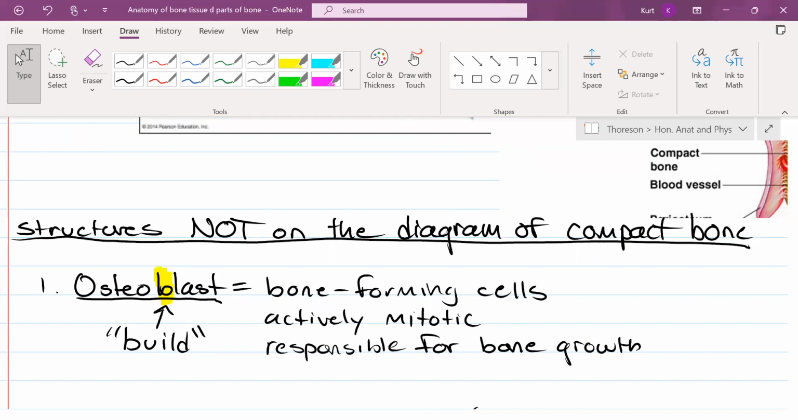When you break a bone and you need to heal and produce more bone cells, osteoblasts are going to do that. Over the course of your entire life, bone cells get old, they break down, and they get removed. They have to be replaced, and osteoblasts do that. Osteoblasts build bone. Perhaps that can help you remember it.